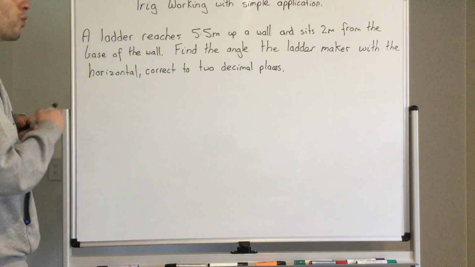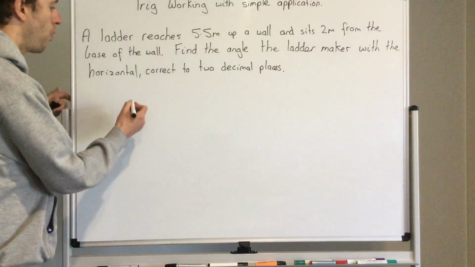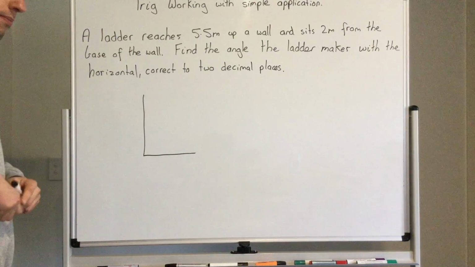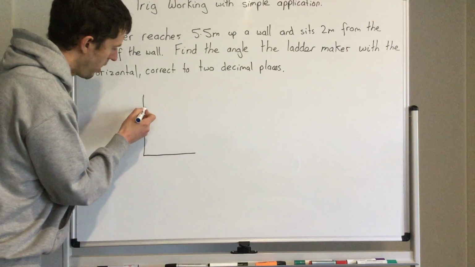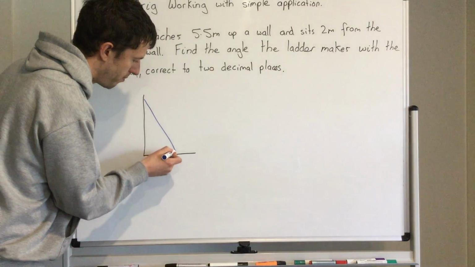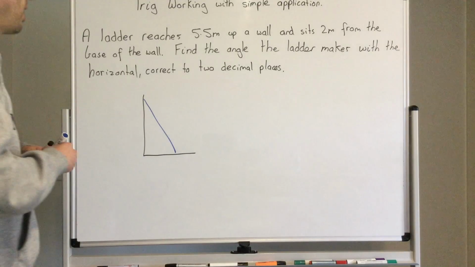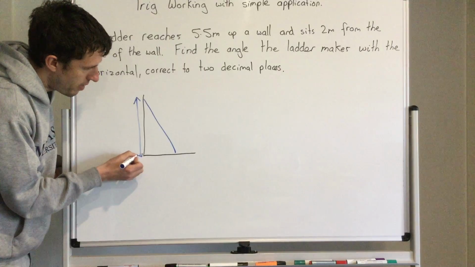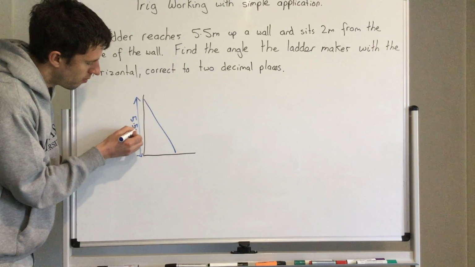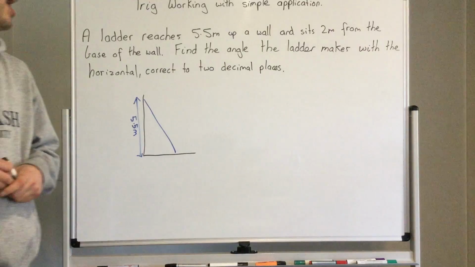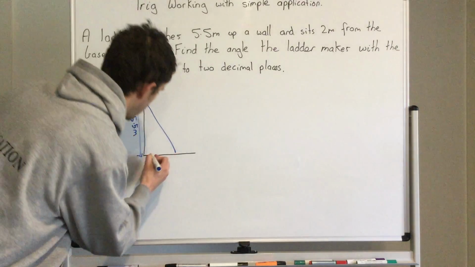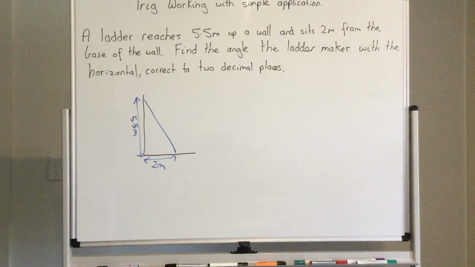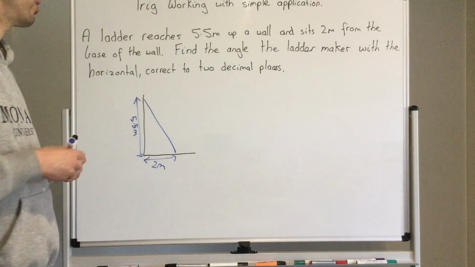Okay, a ladder reaches 5.5 meters up a wall. So I've got my wall and I've got my ground. And I've got my lovely ladder right here. I know it reaches 5.5 meters, so I'm going to put 5.5 meters. There we go. And sits 2 meters from the base of the wall. 2 meters. Find the angle the ladder makes with the horizontal.